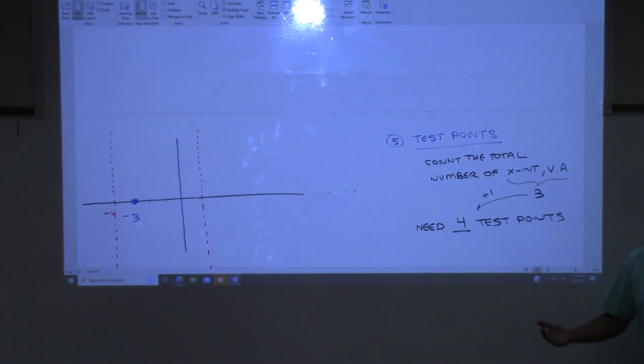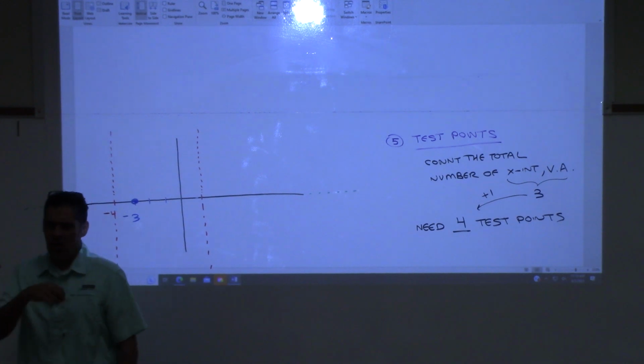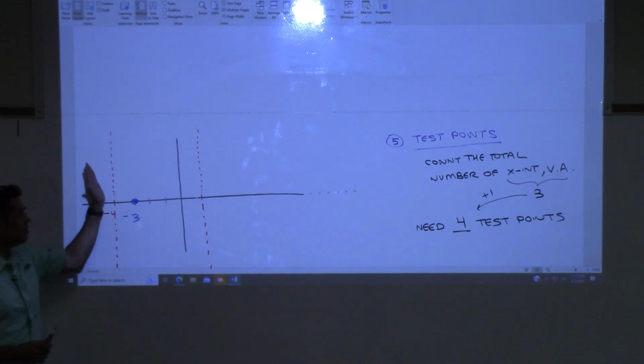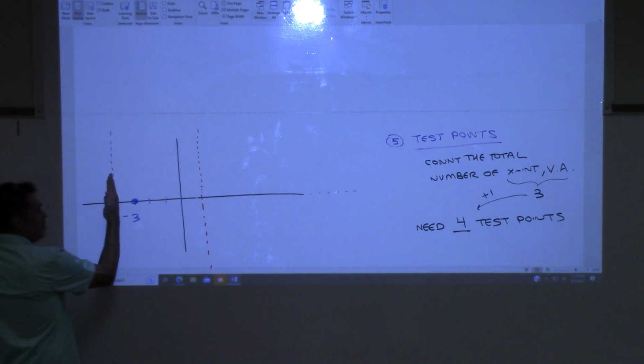The question is, where do I pick them? I can pick 4 test points anywhere I want, but the way I pick them is important as well. What you do is this, pay attention, because it's hard to write this on the board. It's easier for me to just verbalize it. I'm going to look at my verticals and my x-intercepts. I'm going to start at the far left, and what I see is a vertical. One of my test points needs to be to the left of it. So I need something on that side.